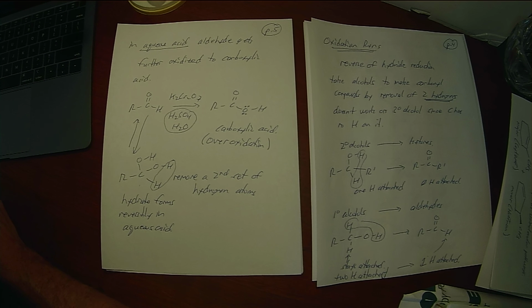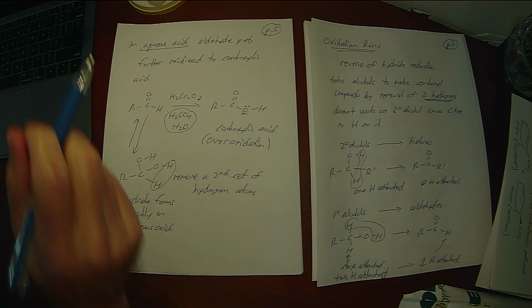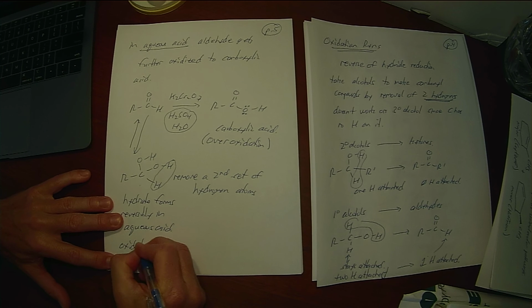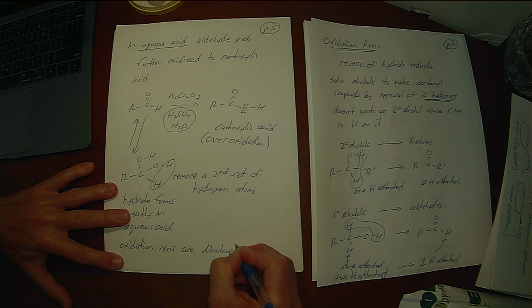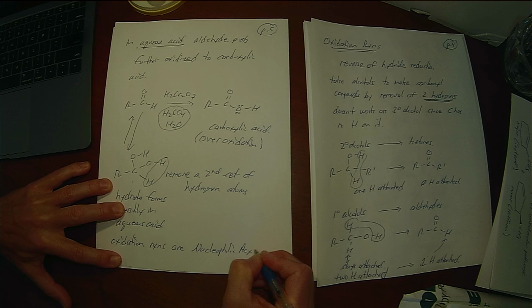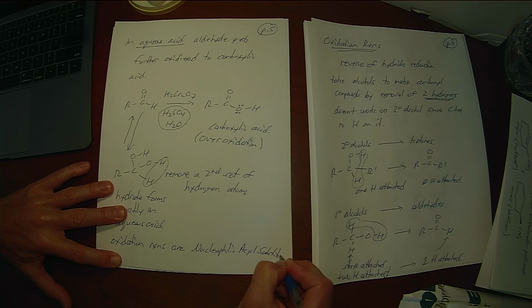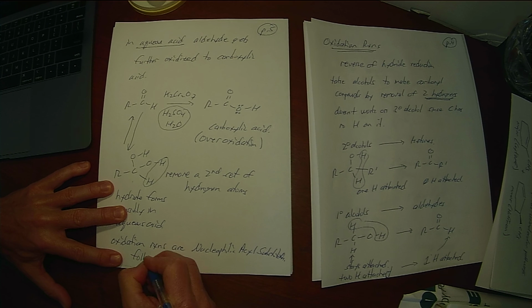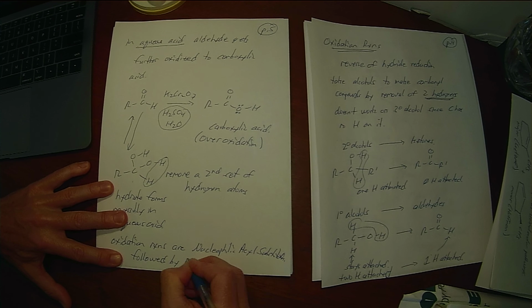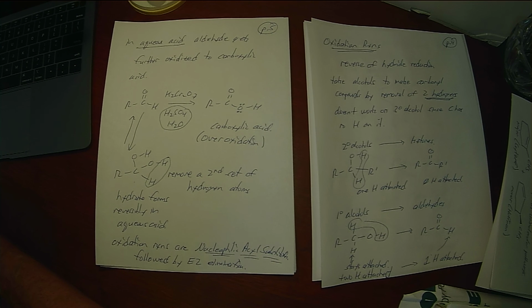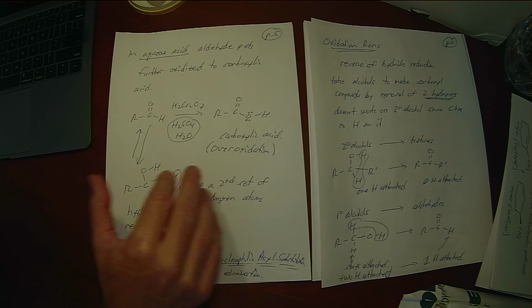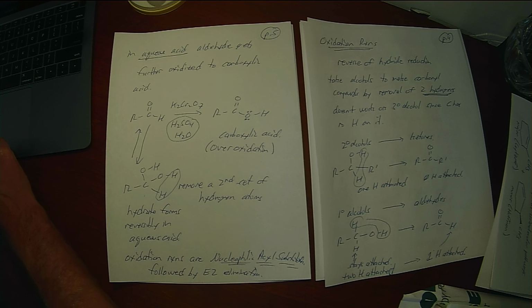So there's a bunch of different reactions in chapter 8, but there aren't a bunch of different classes of reaction. Right? Most of them are nucleophilic acyl addition reactions. These oxidation reactions are a nucleophilic acyl substitution, followed by an E2 elimination. So we're introducing two different types of reaction, nucleophilic acyl addition and nucleophilic acyl substitution. So that's what I have as a summary of chapter 8.